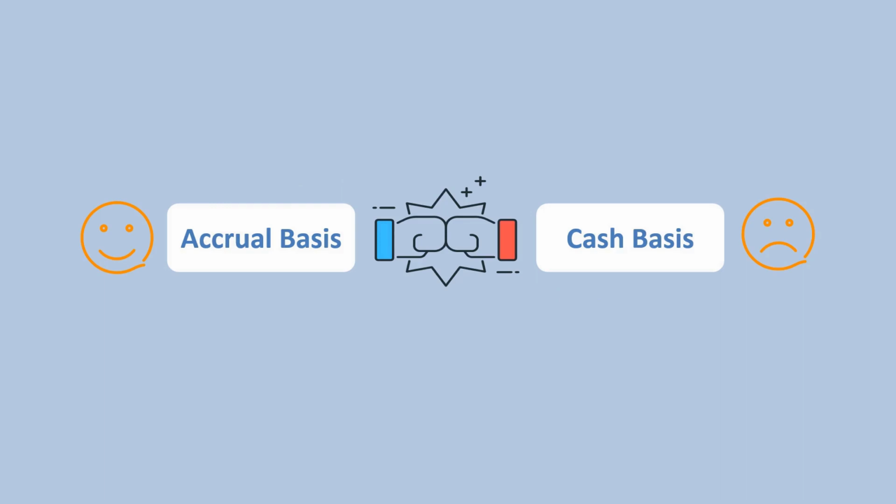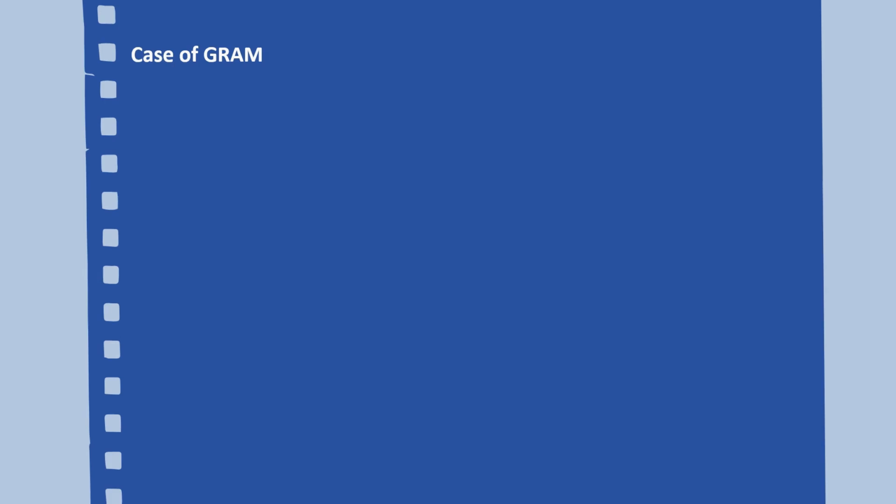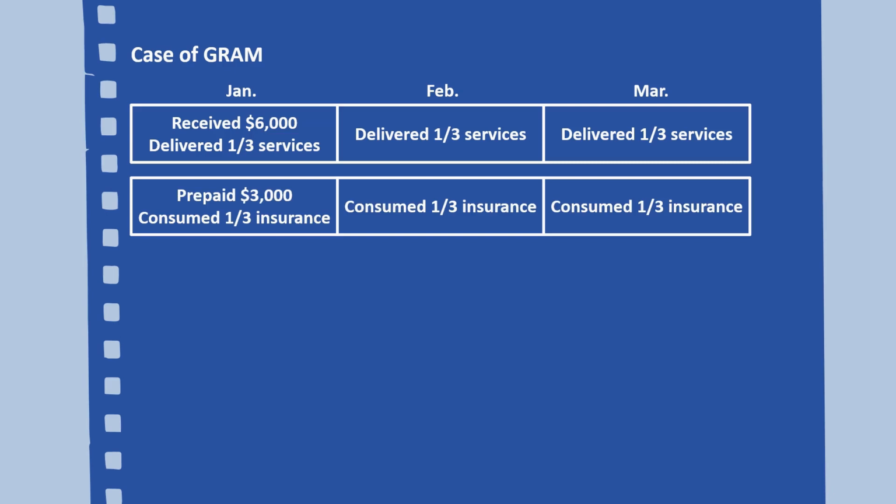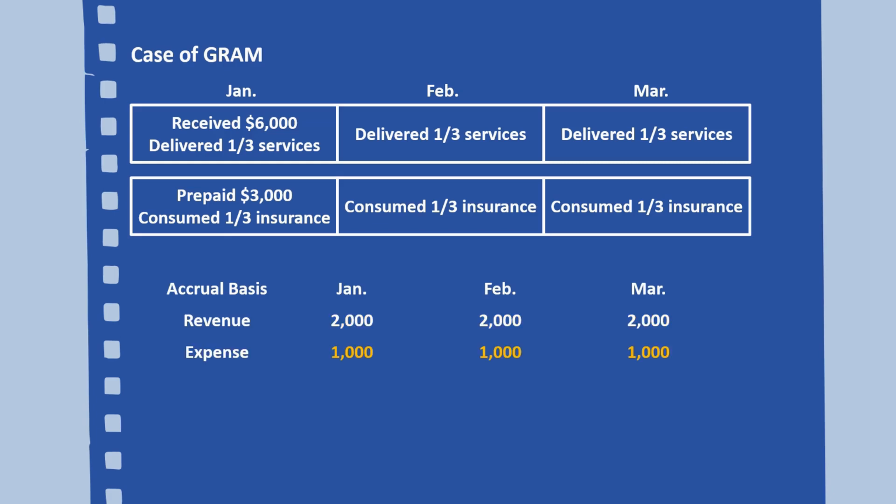Now, let's solidify our understanding with a practical example. Meet Gram, a company specializing in consulting business. In January, it got $6,000 for 3 months of consulting, from January to March. Gram also paid $3,000 for insurance, covering it for the same 3 months. If Gram prepares financial statements monthly using accrual accounting, it would recognize $2,000 in revenue over January, February, and March. Simultaneously, it would spread $1,000 of the insurance expense across the same period. The result? A net income of $1,000 for each of those 3 months.